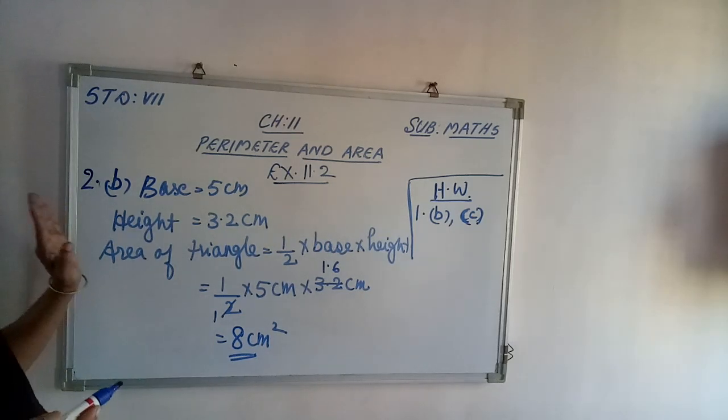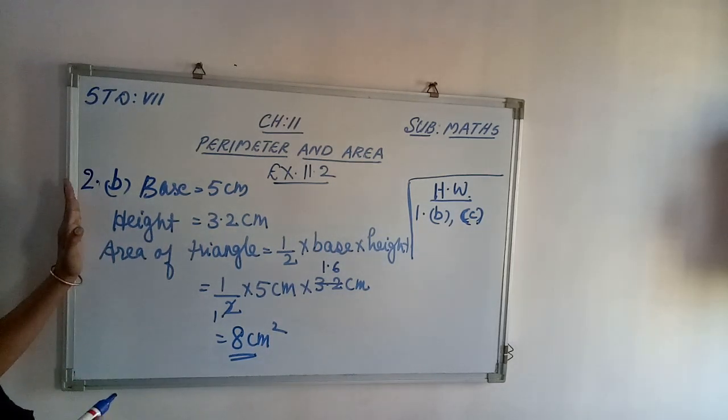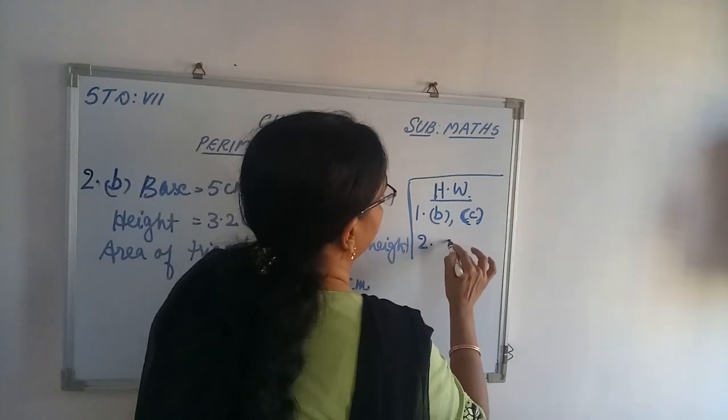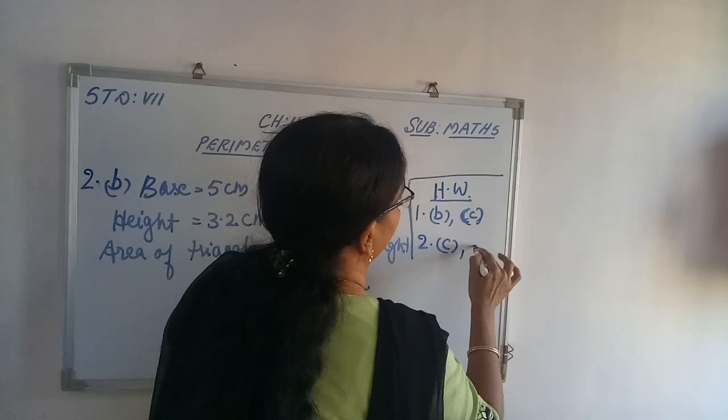So total there are 4 questions in question number 2. A and B I solved. So you have to try question number C and D.